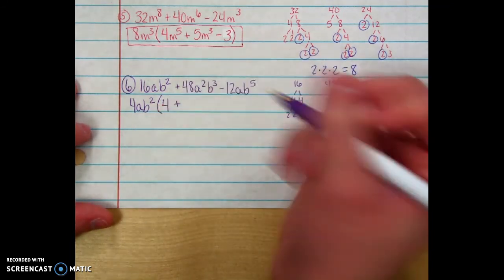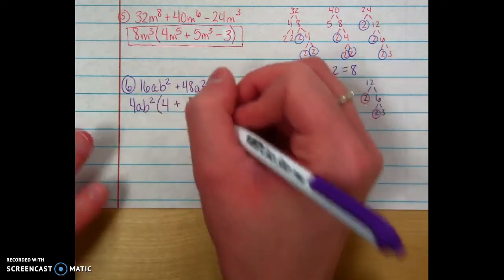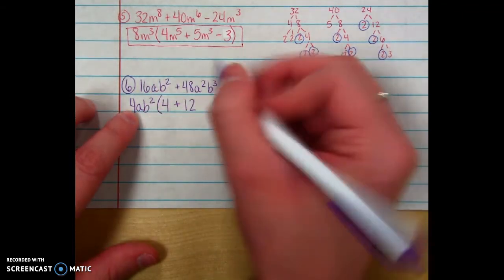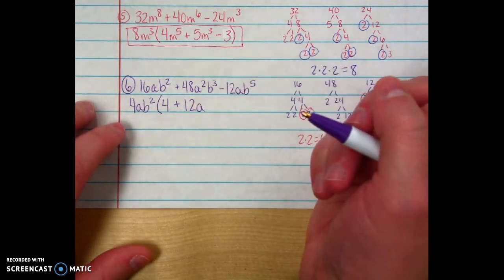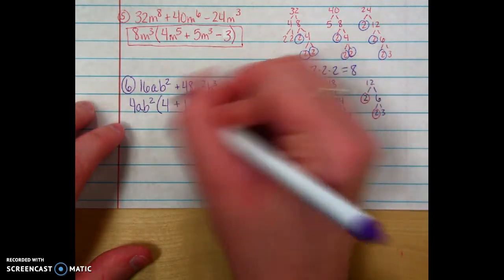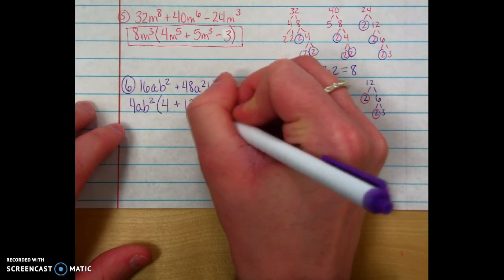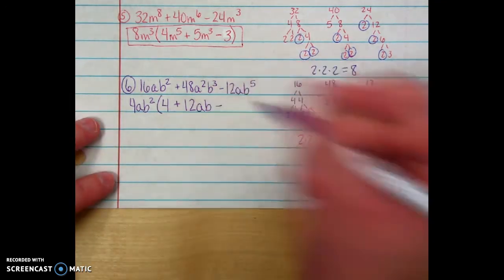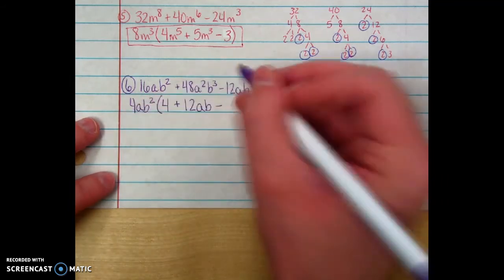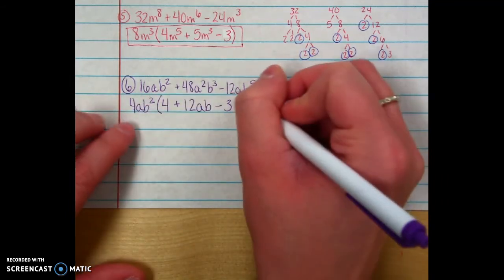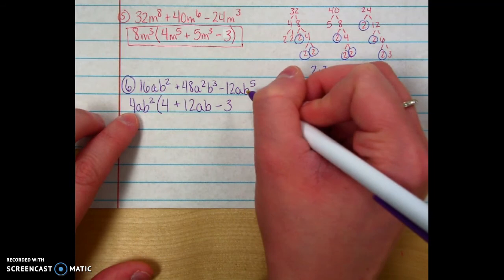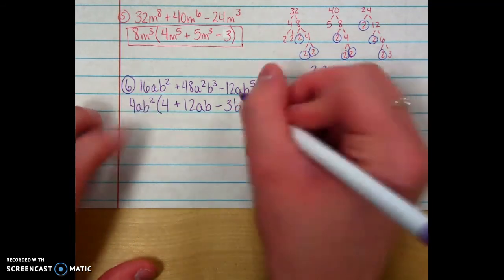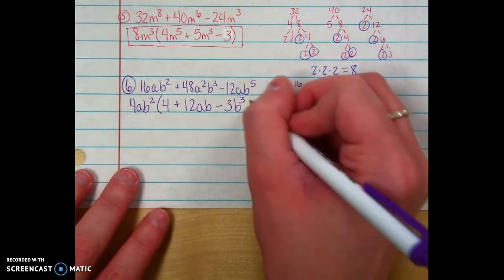Bring the plus sign. 48 divided by 4 is 12. 2 minus 1 is just 1, so that's A. And for the B's, 3 minus 2 is 1, so there's a B there too. Bring down the minus sign. 12 divided by 4 is 3. The A's are gone, they cancel each other out. 1 minus 1 is 0. But for the B's, it's 5 minus 2, and that's 3.